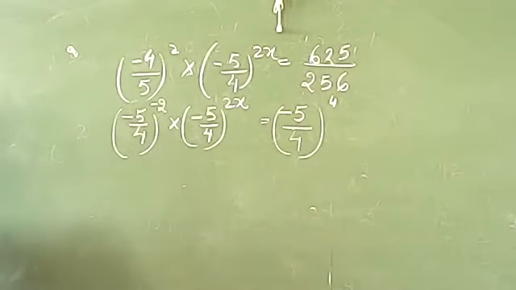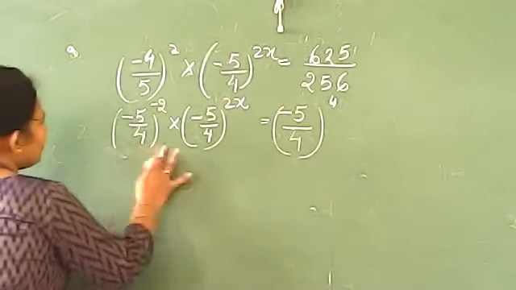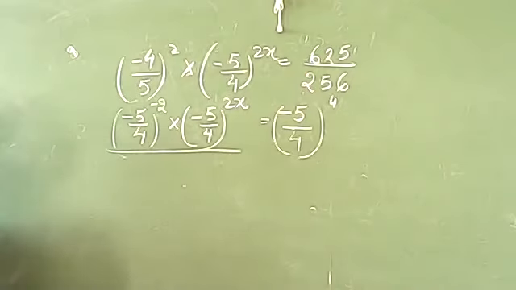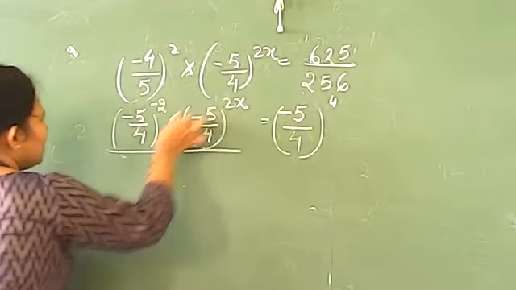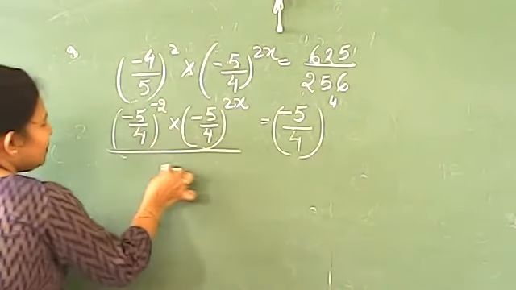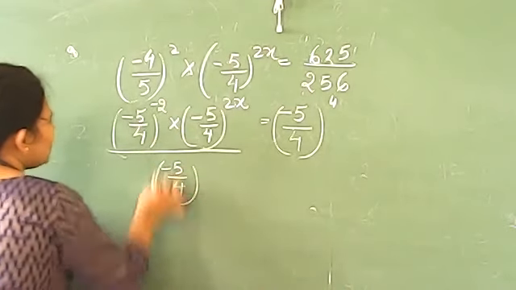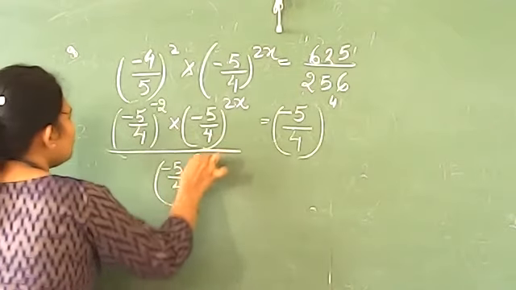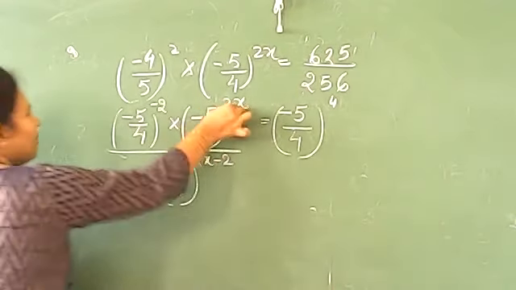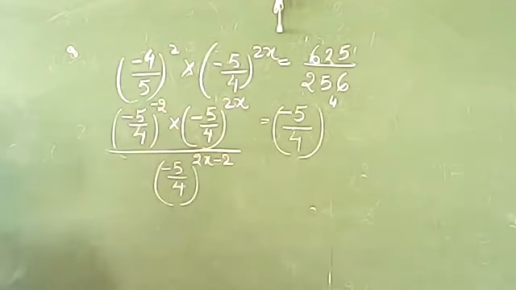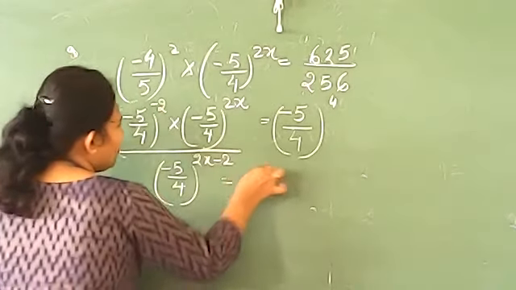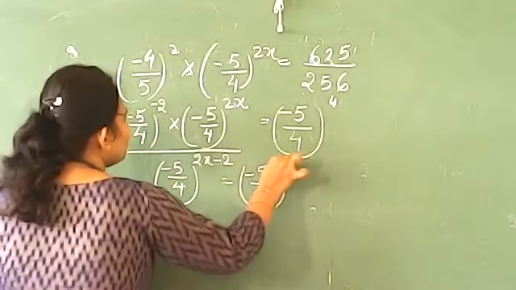Now you can see we have the same base all over. Let us solve the left hand side: same base, different powers, with a multiply sign in between, so the powers can be added. We get 2x - 2. There is no change in the power because of the equal sign, and addition does not change signs. So (-5/4)^(2x-2) = (-5/4)^4.